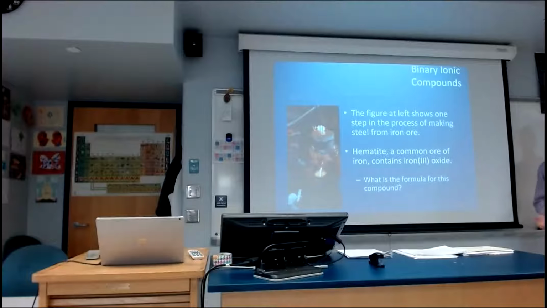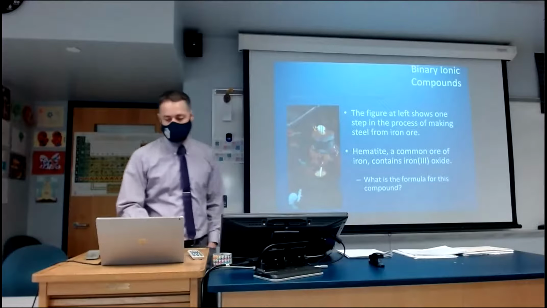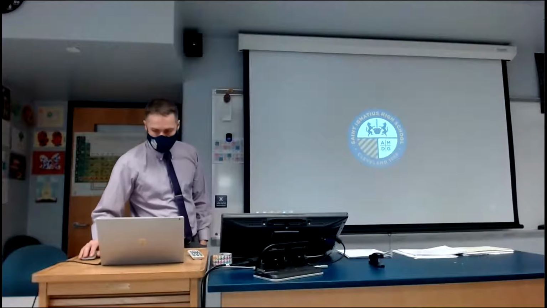So iron 3 oxide. That name tells us what's in it. It tells us that it's made of iron 3 and oxide. So iron and oxygen in ionic forms. So I'm going to go to the whiteboard to do this.